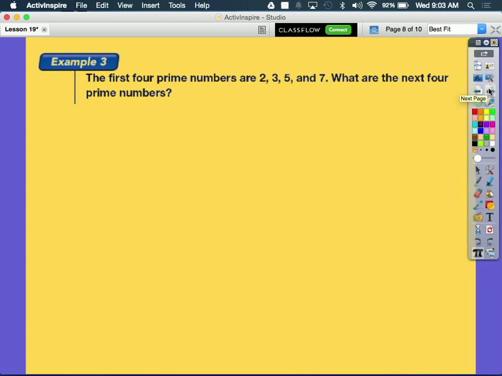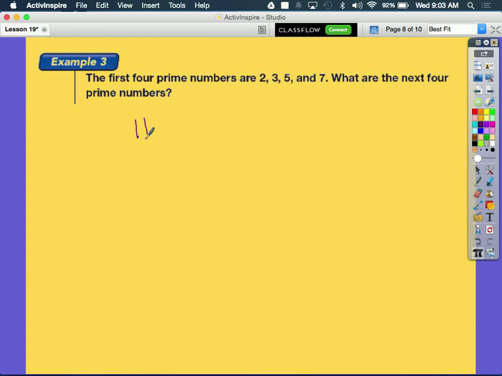Now, the first 4 prime numbers you saw were 2, 3, 5, and 7. What are the next 4 prime numbers? Well, we know it's not 10. How about 11? Okay, 11. Does anything go into 11 besides 1 and 11? No, it doesn't. So 11 works.